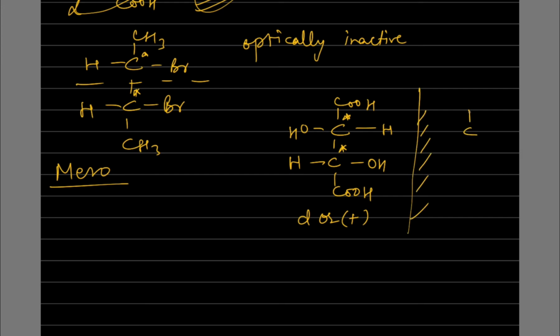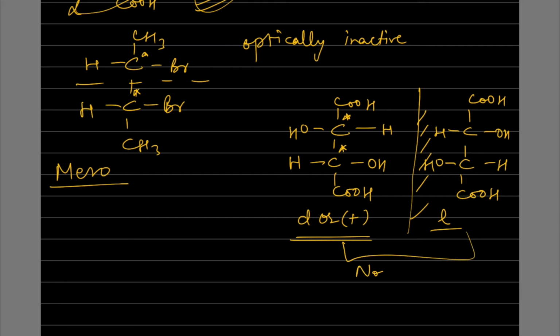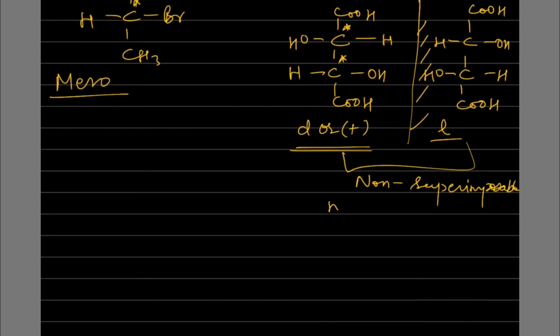So the two are called enantiomers. The mirror image will be like this. The two are non-superimposable mirror images. If one is dextrorotatory, then the other is levorotatory, and the two are non-superimposable mirror images of each other, and are called enantiomers.